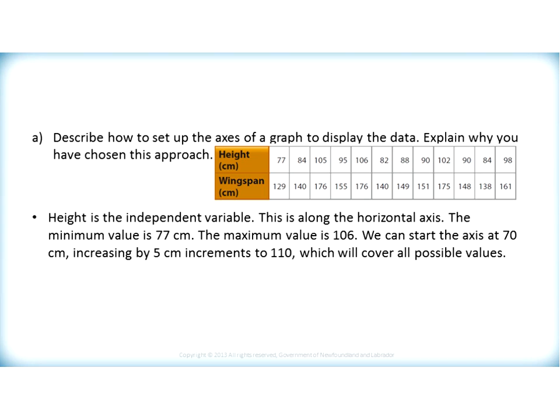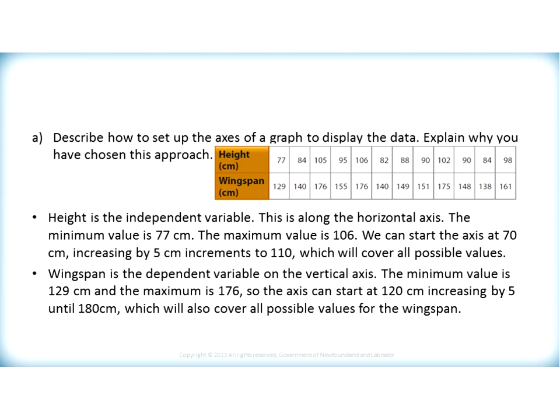So we want to make sure that when we graph our data, that our axis contains all the possible values that we have here. So we have a minimum of 77, a maximum of 106. So if we start our graph, say, at 70 centimeters, and we go up by 5 centimeter increments to 110 centimeters, this will cover all the heights that we have available to us for this measurement.